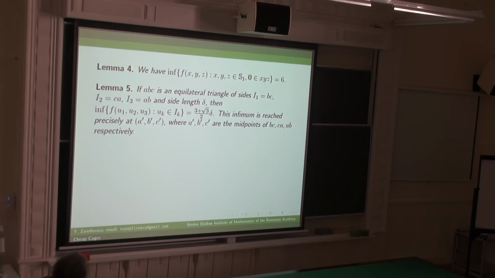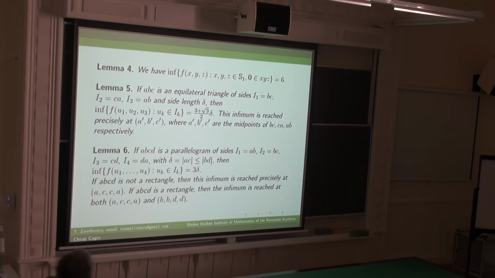So lemma 5: ABC is an equilateral triangle with side lengths delta. Then the infimum of F when the points U1, U2, U3 run on the various sides is that number. And this infimum is reached precisely at the midpoints of the three sides of the equilateral triangle.